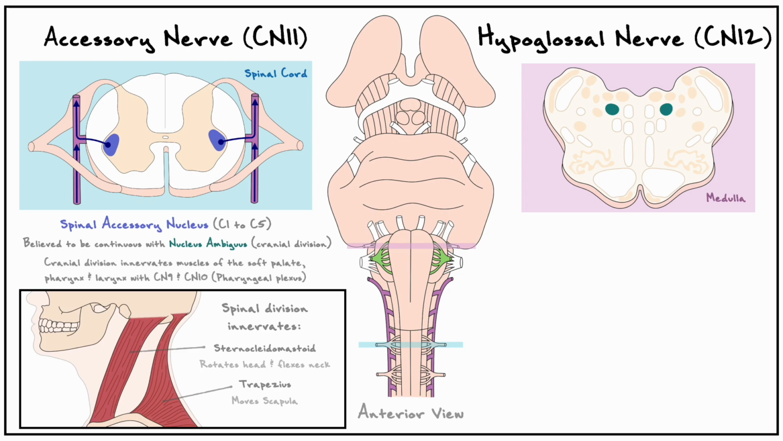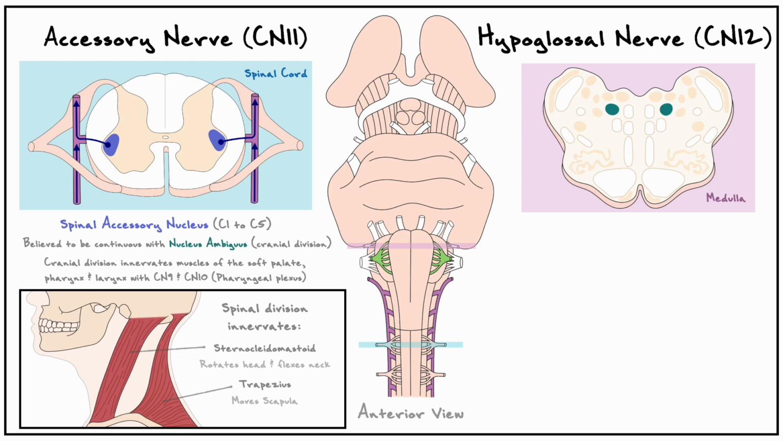The cranial division of the accessory nerve, coming from the nucleus ambiguus, runs in parallel with the spinal division for a brief period of time, but then shortly after, it separates to innervate some muscles of the soft palate, pharynx, and larynx with cranial nerves 9 and 10. This grouping of nerves, including the cranial nerve 9, 10, and the cranial division of cranial nerve 11, is also known as the pharyngeal plexus.